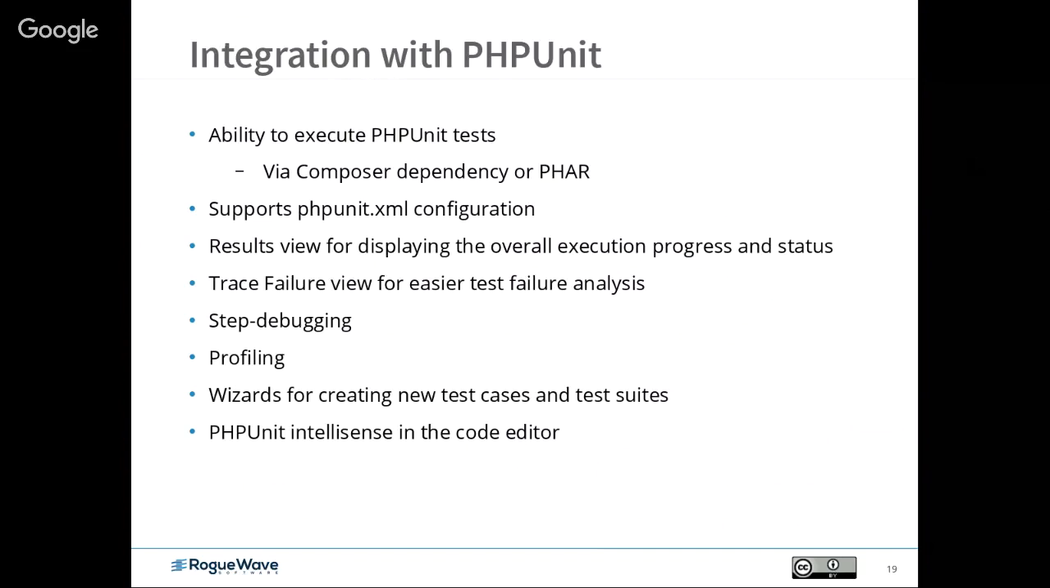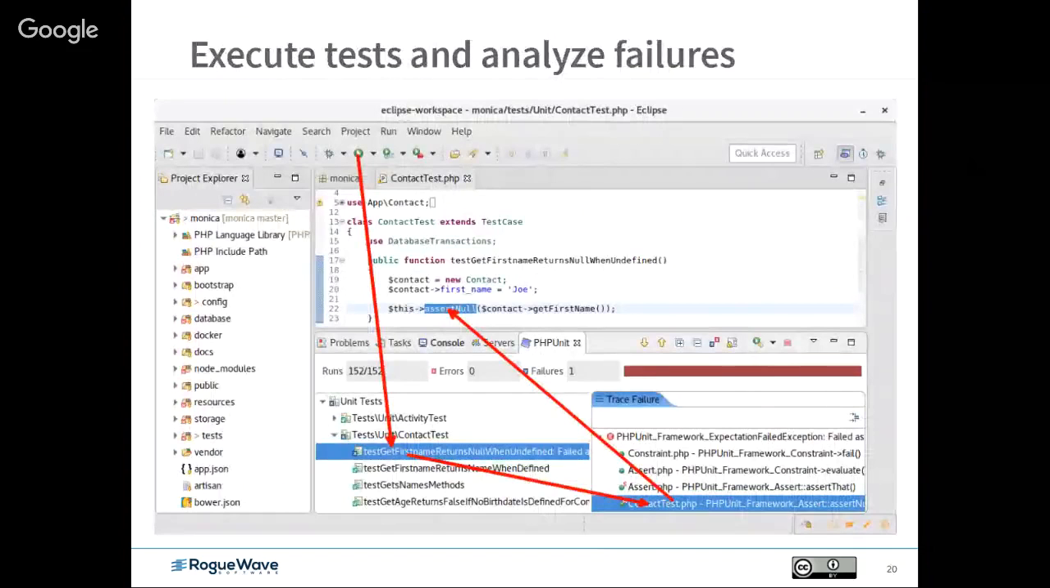And there are wizards for creating new test cases and new test suites, and of course there is IntelliSense for PHP in the code editor. So here is a typical view of the IDE when one is using the PHPUnit integration. So the first step is that using one of the ways for running an action in Eclipse, we choose to run the PHPUnit tests.